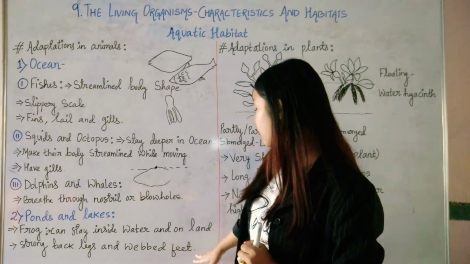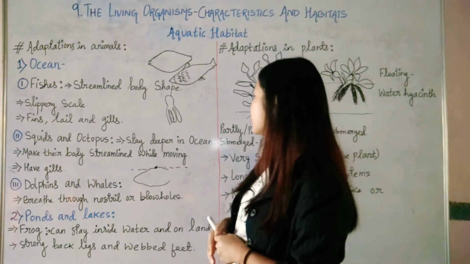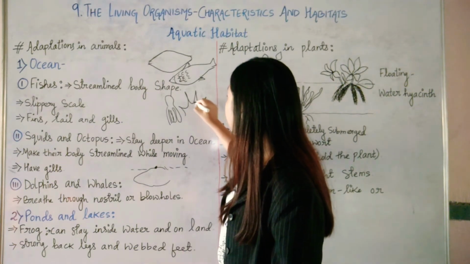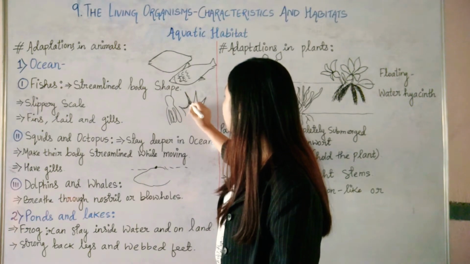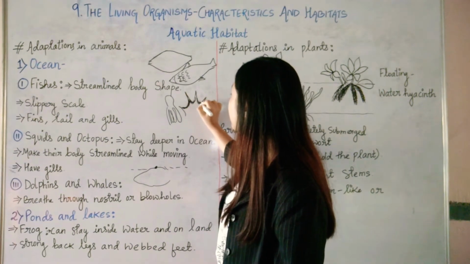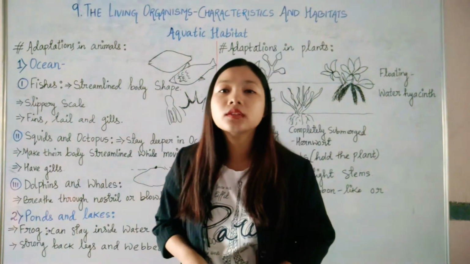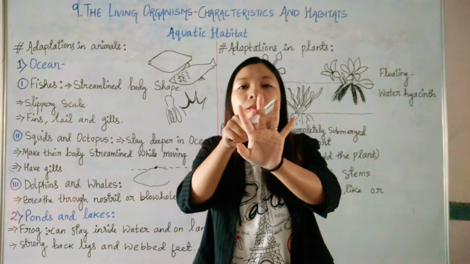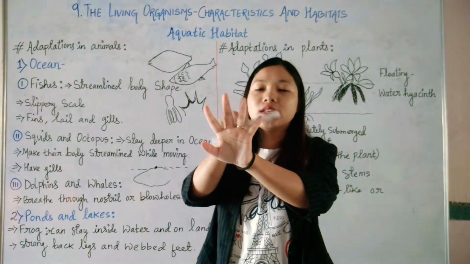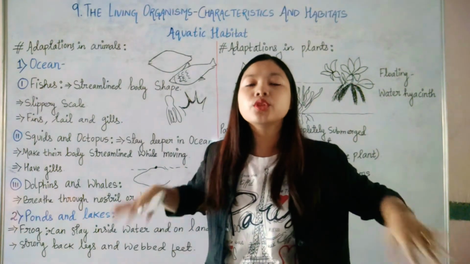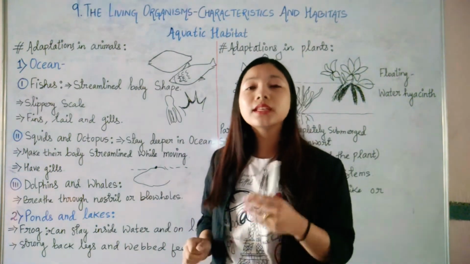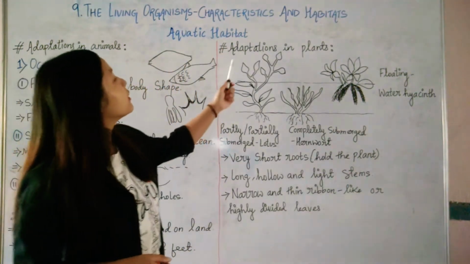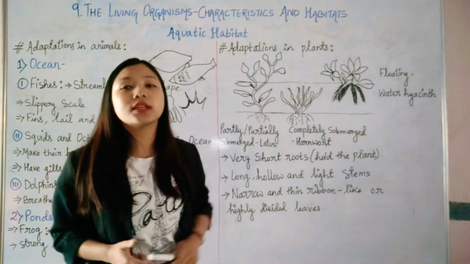Next, they have webbed feet. So what is the meaning of webbed feet? If these are the fingers of the frog, their fingers are attached to each other through web-like structures. In ducks also, webbed feet can be seen. If this is their foot, they will have a web-like structure in between, and it will help them push the water so that they can easily swim in the water.